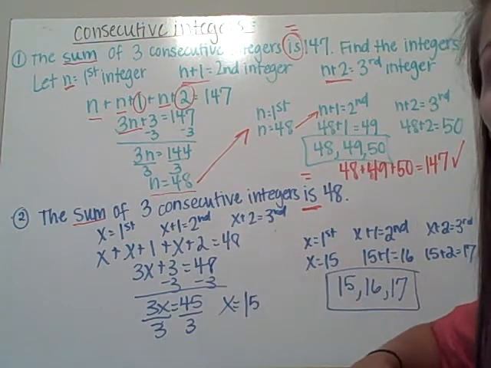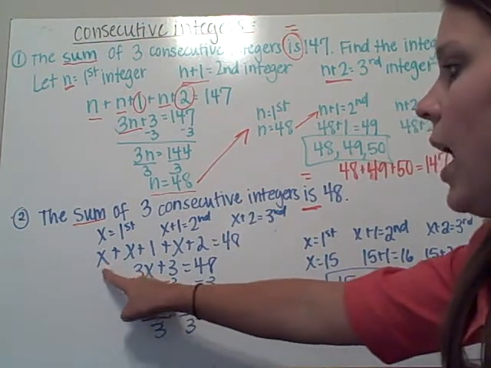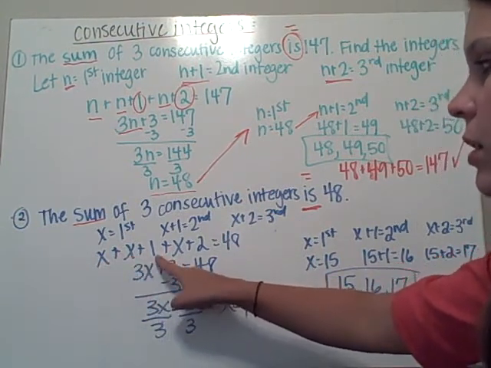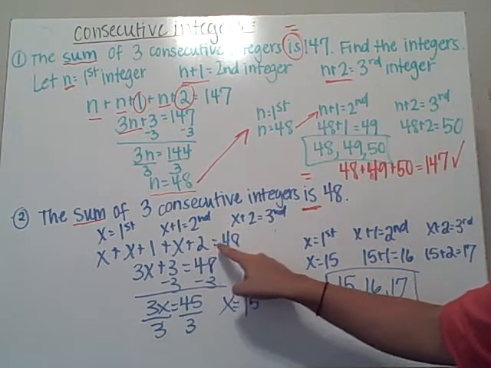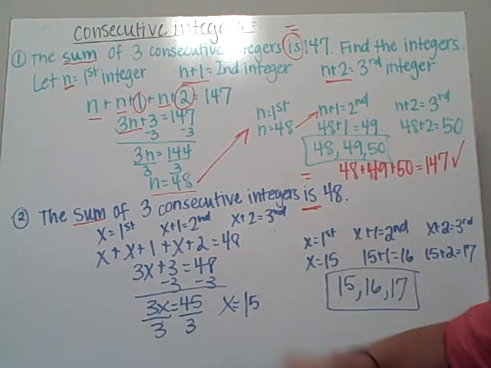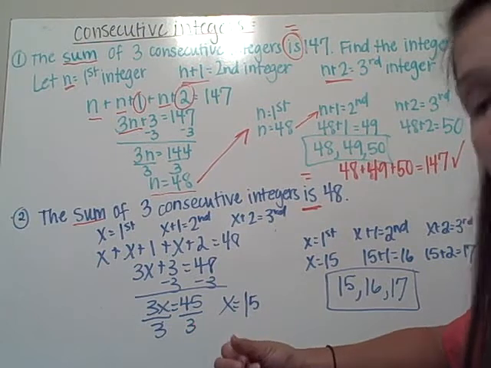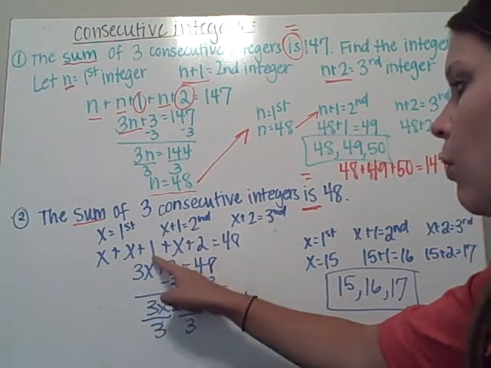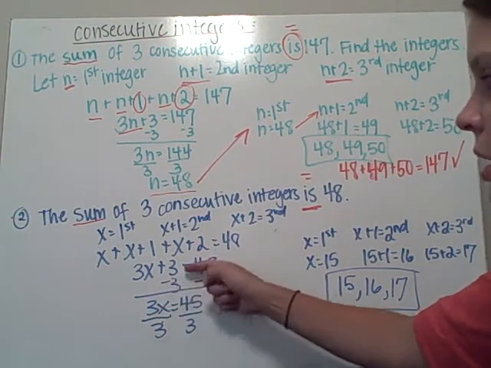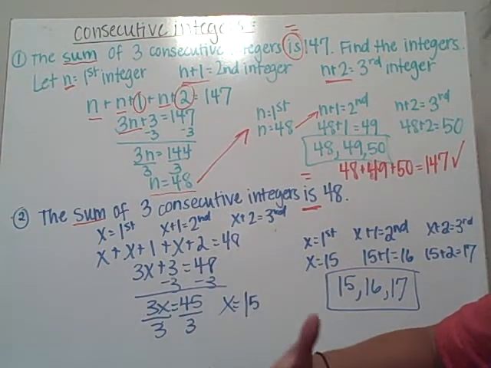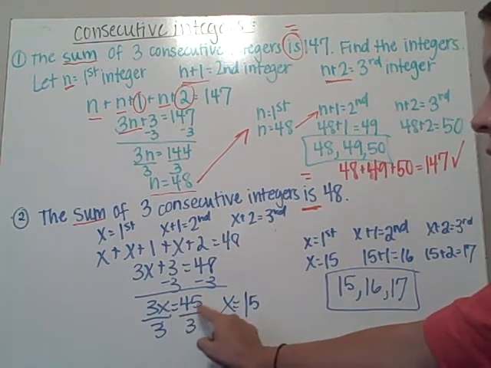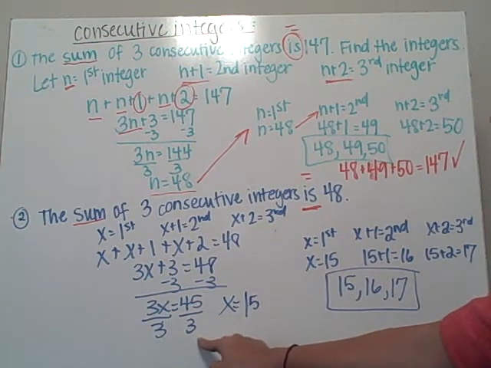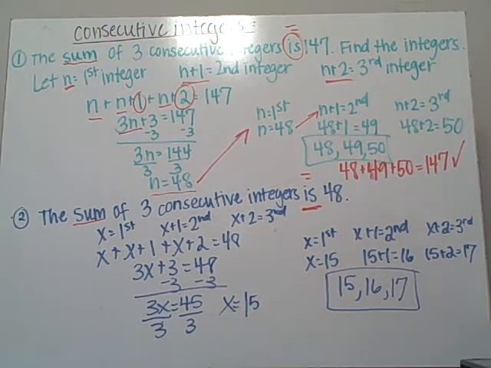It says sum, so that means add them all together. So x plus x plus 1 plus x plus 2 is, meaning equals, 48. Combine like terms, so x plus x plus x is 3x, and 1 plus 2 is 3. Subtract 3 because we're going to get x by itself. So we have 3x equals 45. Divide by 3 on both sides, x equals 15.